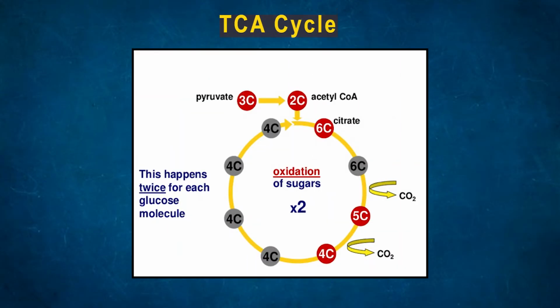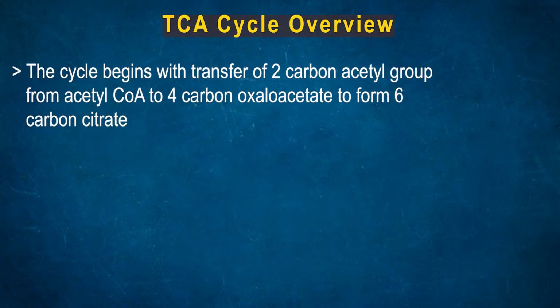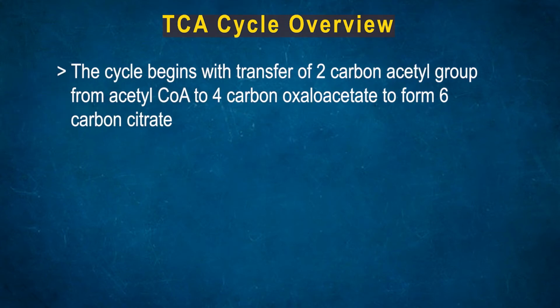Now, the TCA cycle is a series of enzyme catalyzed chemical reactions having central importance as a part of cellular respiration. The citric acid cycle begins with the transfer of a 2-carbon acetyl group from acetyl-CoA to the 4-carbon acceptor compound oxaloacetate to form a 6-carbon compound, citrate.